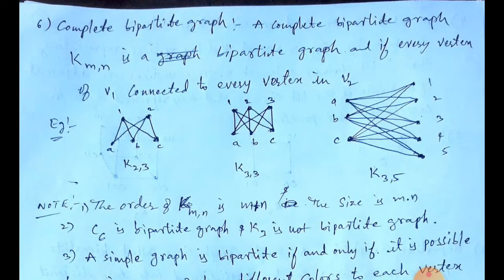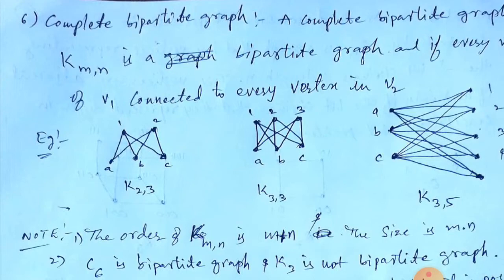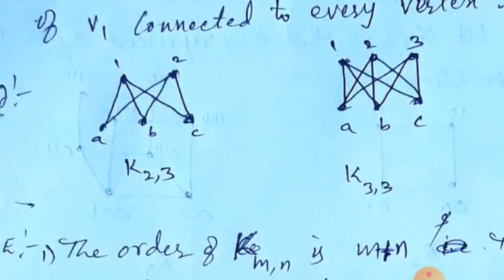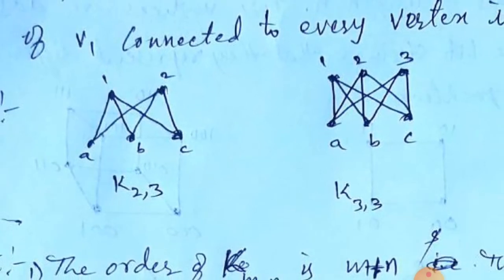Observe what a complete bipartite graph is. A complete bipartite graph, denoted Km,n, is a bipartite graph in which every vertex of V1 is connected to every vertex in V2. In the previous ones, observe that in V1 all vertices are not connected to all vertices in V2, but in a complete bipartite graph every vertex of V1 is connected to every vertex in set V2. Now observe K2,3. So 1, 2 are in the first set, A, B, C are in the second set. So total number of vertices is 5.